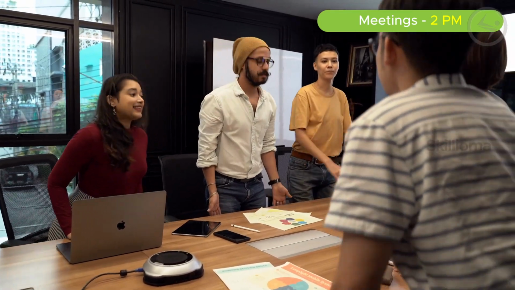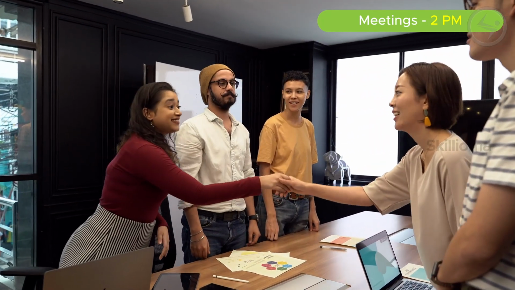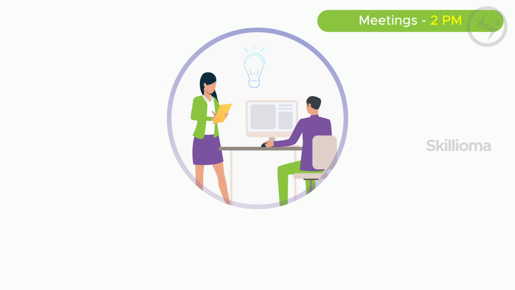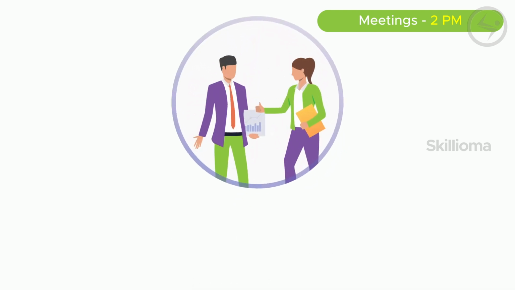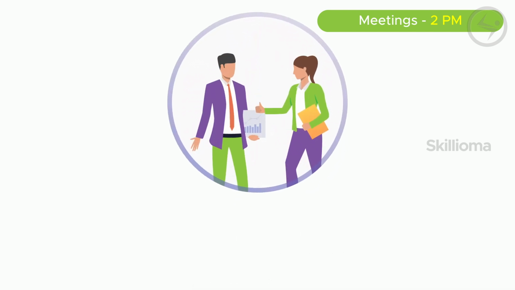Meetings. Almost all software development teams have Zap meetings or standing meetings daily. These quick and important meetings play a very important role in the life of a coder. At these flash meetings, the team reports to the leader the stages at which they are of their respective projects and the hurdles they are facing. A collaborative approach is adopted to solve the issue.